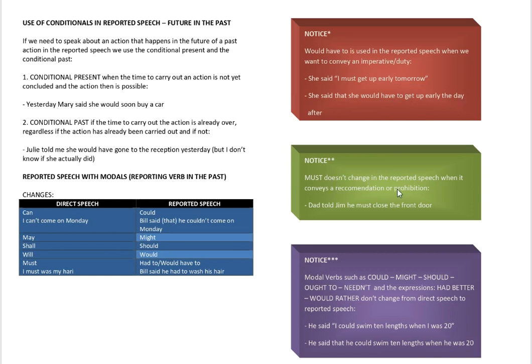Must doesn't change in the reported speech when it conveys a recommendation or prohibition. Dad told Jim he must close the front door. Modal verbs such as could, might, should, ought to, needn't, and the expressions had better, would rather don't change from the direct speech to the reported speech. So, if in the direct speech I say I could swim 10 lengths when I was 20, in the reported speech the sentence remains the same. He said that he could swim 10 lengths when he was 20.